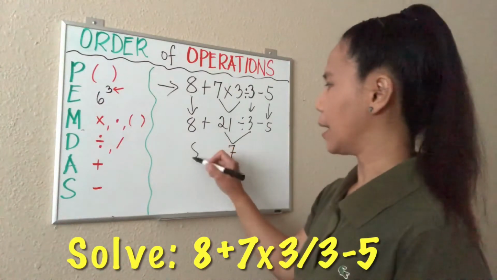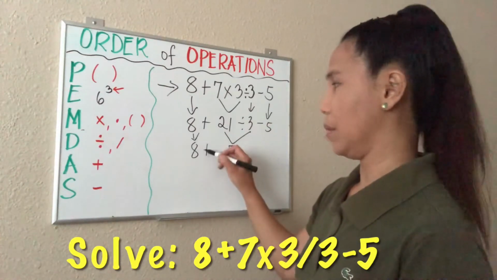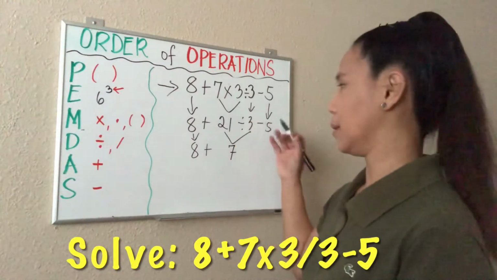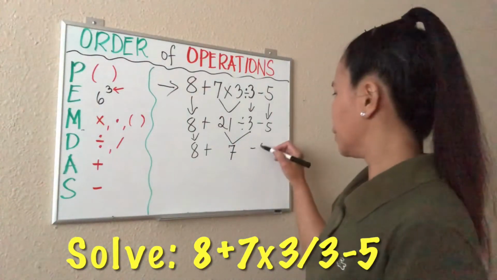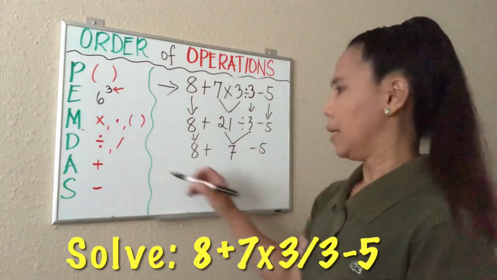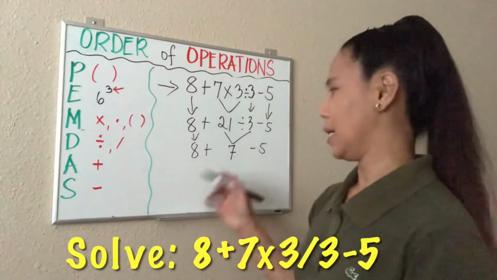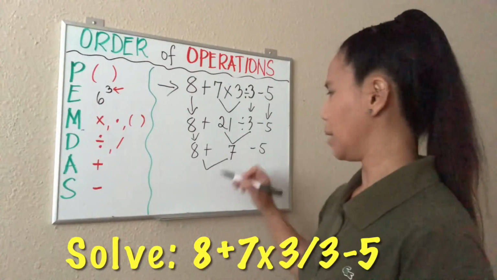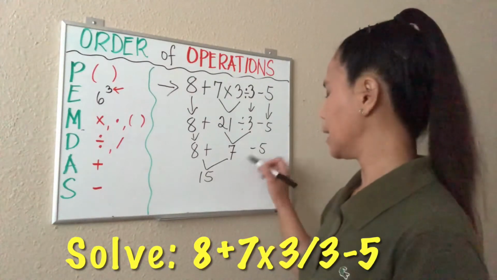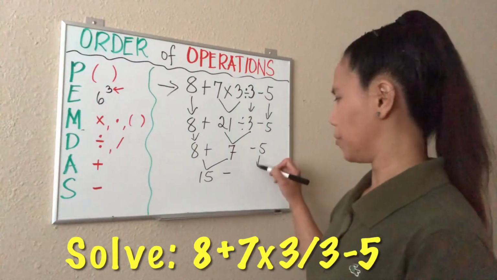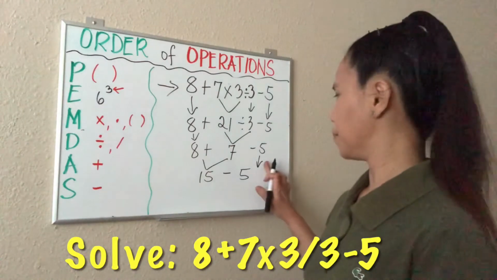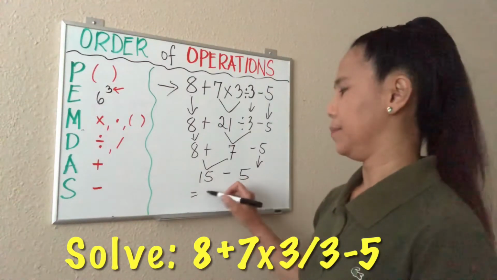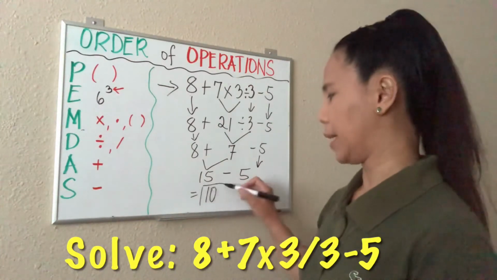And then again, we just bring down the numbers and operations that are not yet finished. Since addition is the next, we can add 8 plus 7, that gives us 15, and then bring down 5. Okay, so 15 minus 5 is 10, and that will be our final answer.